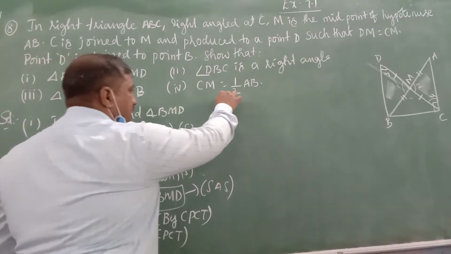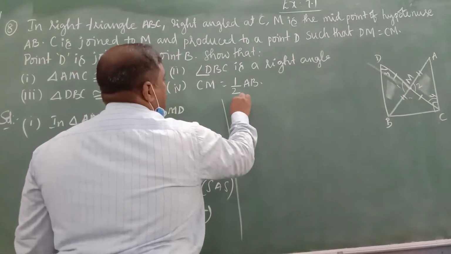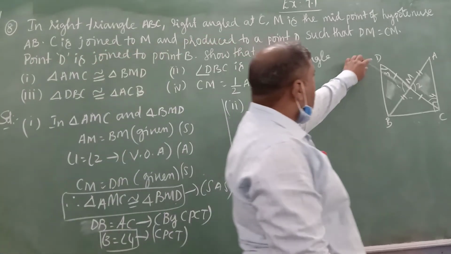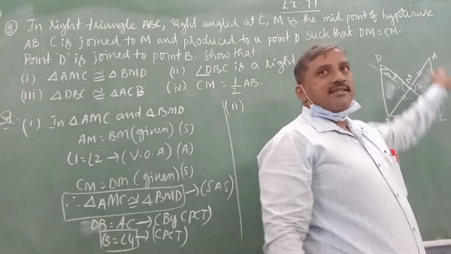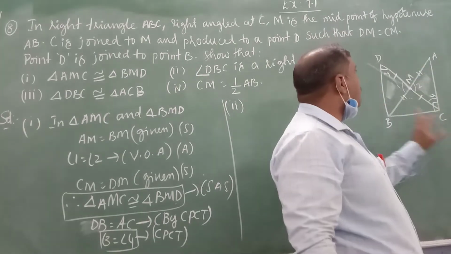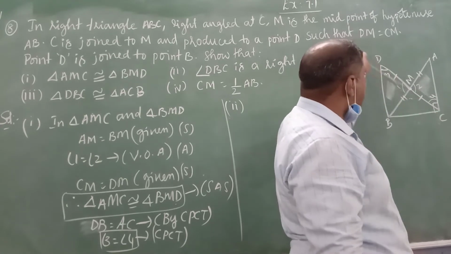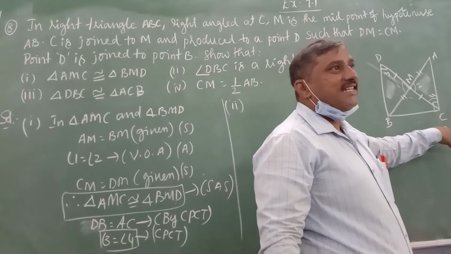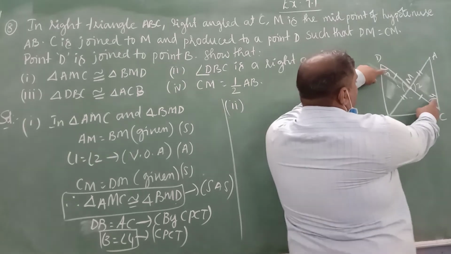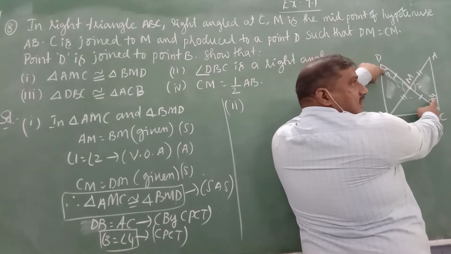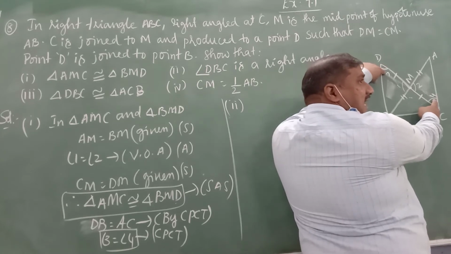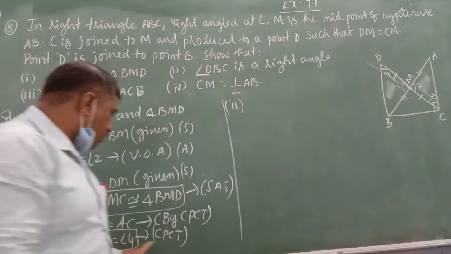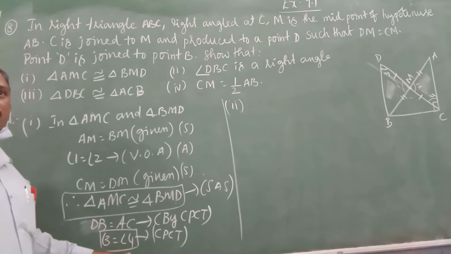Now we need to prove the second one. If you observe here, let BD and CA, or AC, be two lines, and DC is the transversal. What do we call these two angles for this transversal? Alternate interior angles. And just now we have proved both angles are equal. Angle 3 is equal to angle 4.